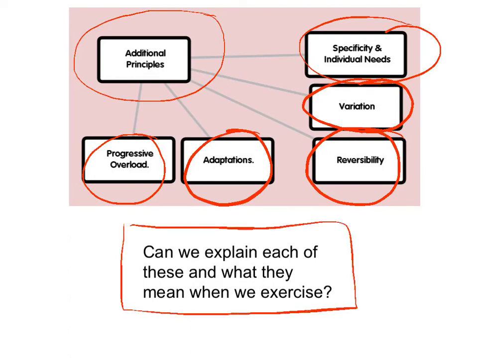Now what you've got to do is answer the question on the bottom here. Can you explain each of these and what they mean when we exercise? So look at what the words actually say. First of all, let's look at this one here, progressive overload. This is all about how when you train, you have to keep making training slightly harder than what it was before in order for you to progress.